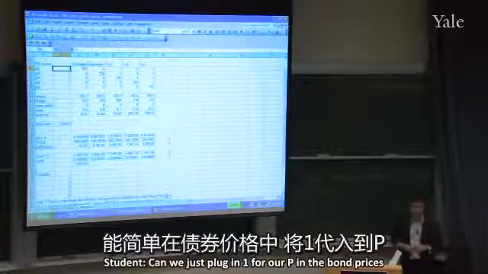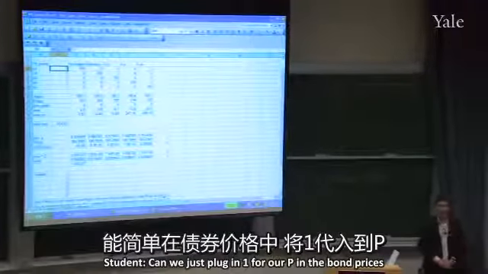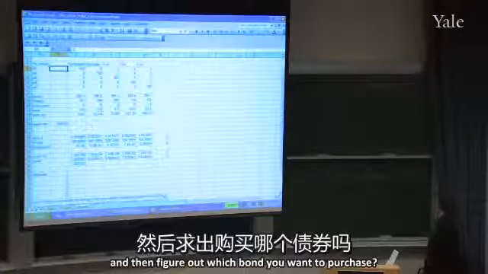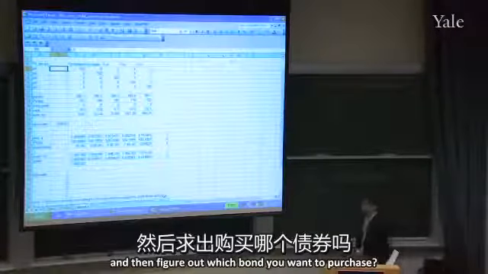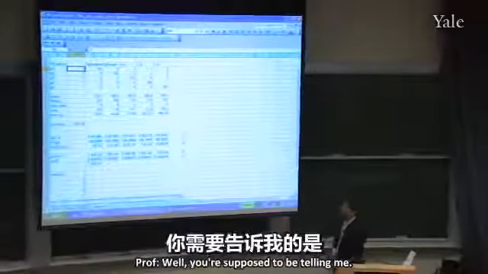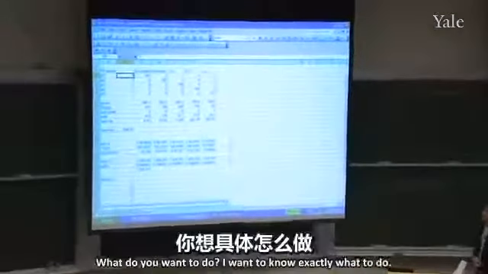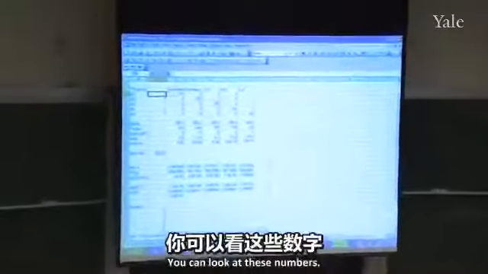Yep. Can we just plug in 1 for our P and then the bond prices and then figure out which bond we want to purchase? Well, you're supposed to be telling me. What do you want to do? I want to know exactly what to do. You can look at those numbers.